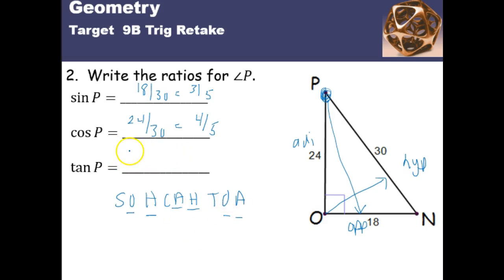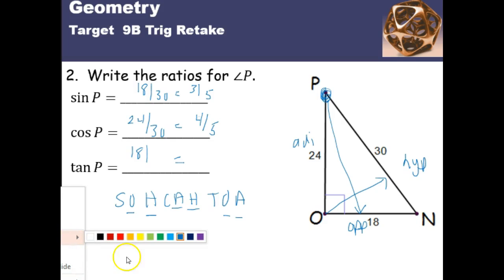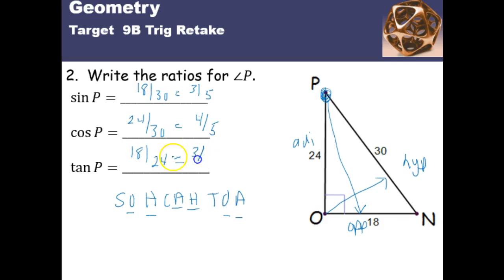Opposite over adjacent, so that would be 18 over 30. And I can reduce that by 6, so 18 divided by 6 is 3, and 30 divided by 6 is 5. But I did that wrong. That is not correct. So those of you that were paying attention, it's opposite over adjacent, so it should have been 18 over 24. And 6 goes into both of those, so that would be 3, and then 24 divided by 6 is 4, so 3/4.